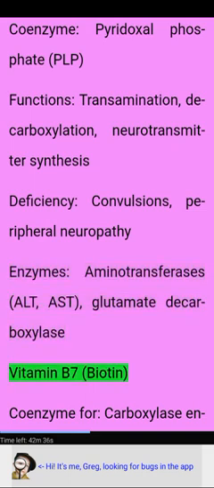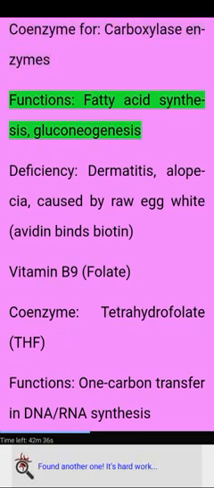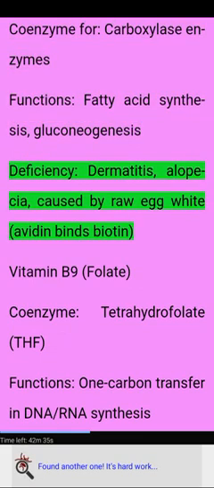Vitamin B7, biotin. Coenzyme for carboxylase enzymes. Functions: fatty acid synthesis, gluconeogenesis. Deficiency: dermatitis, alopecia, caused by raw egg white, as avidin binds biotin.